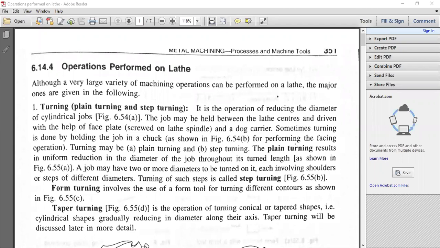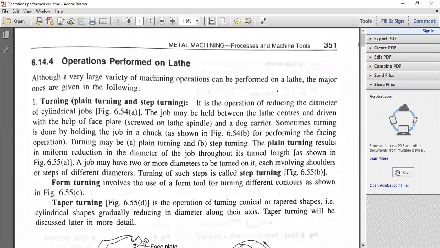That is, unlike cylindrical shapes, it will be gradually reducing in diameter along the axis, from 25 mm to 15 mm. Capital D is 25 or capital D is 20, and small d is 15 or 20. Taper turning will be discussed in the next section.